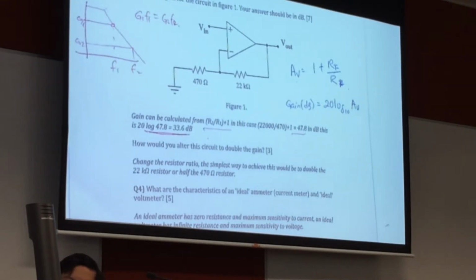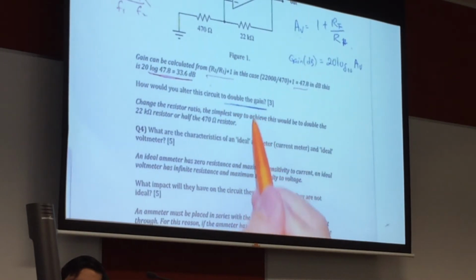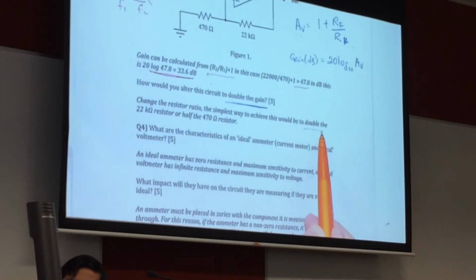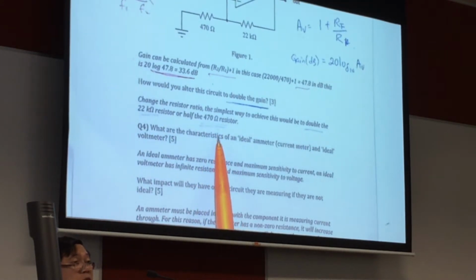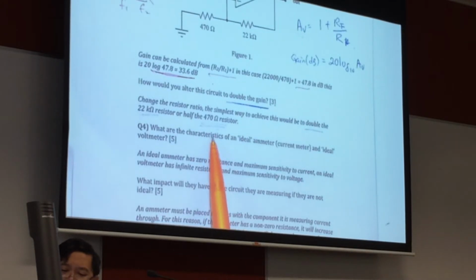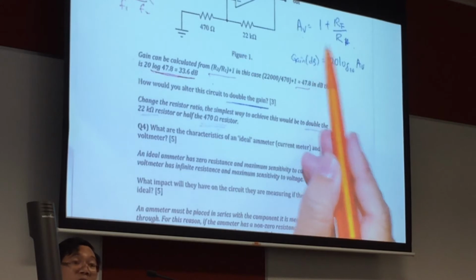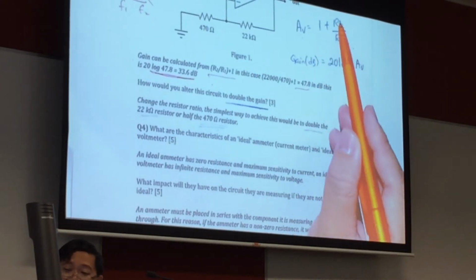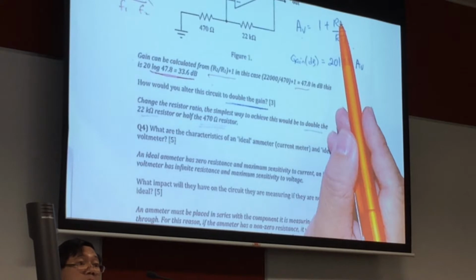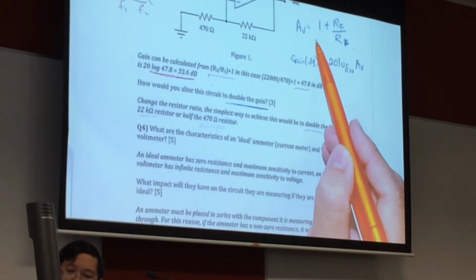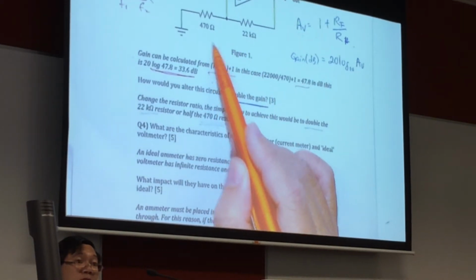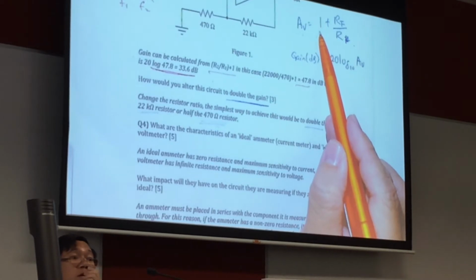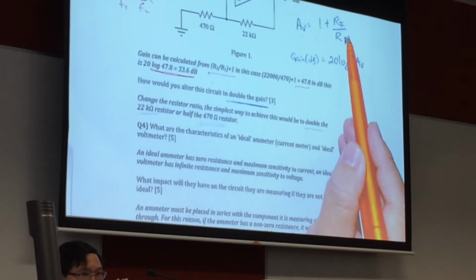Now class, how would you change this so that you double your gain? The suggested answer is you double this or halve this. Now, strictly speaking, that is not quite correct, because this is a non-inverting amplifier. There is a factor of 1, so if I double this, my gain is not exactly double, because of the 1 there. But if you look at the ratio, this is 22K and this is 47K, a lot larger than 1. So doubling this will still more or less give you a double. You understand?